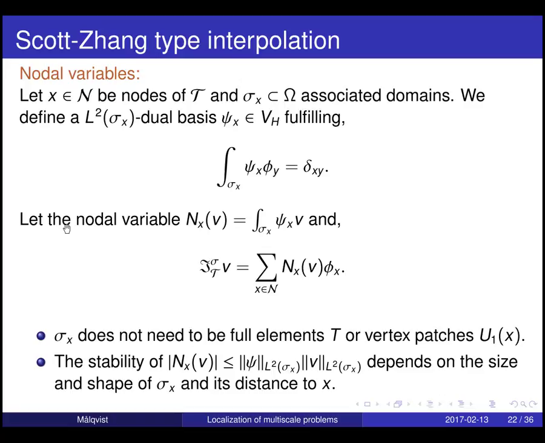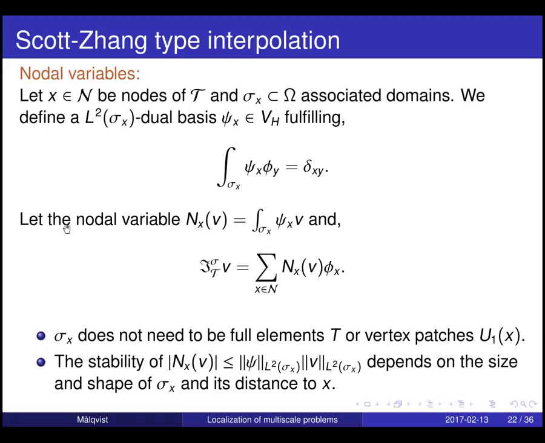So for each coarse node, we associate a domain sigma x, which we will use for this Scott-Zhang interpolation definition of the Scott-Zhang interpolant. We need a dual basis psi x fulfilling this property, and then over the domain sigma x. And we then define the nodal variable to be the integral over sigma x of psi x times v. And this is the interpolant. And then this sigma x does not have to be a full element on a coarse mesh, or a full edge, which is also a possibility, or a patch. It can be part of that, which we will need because we want only to take the part which is in omega 1.